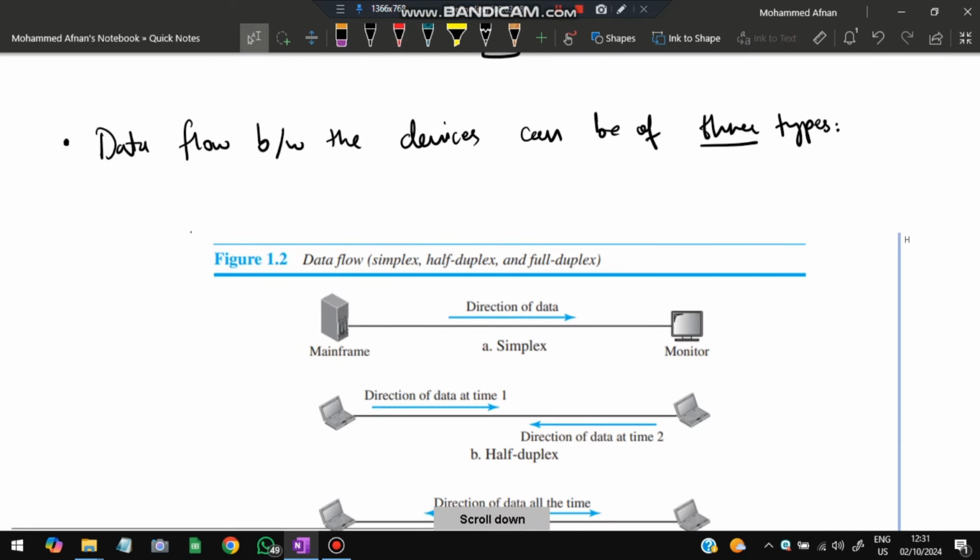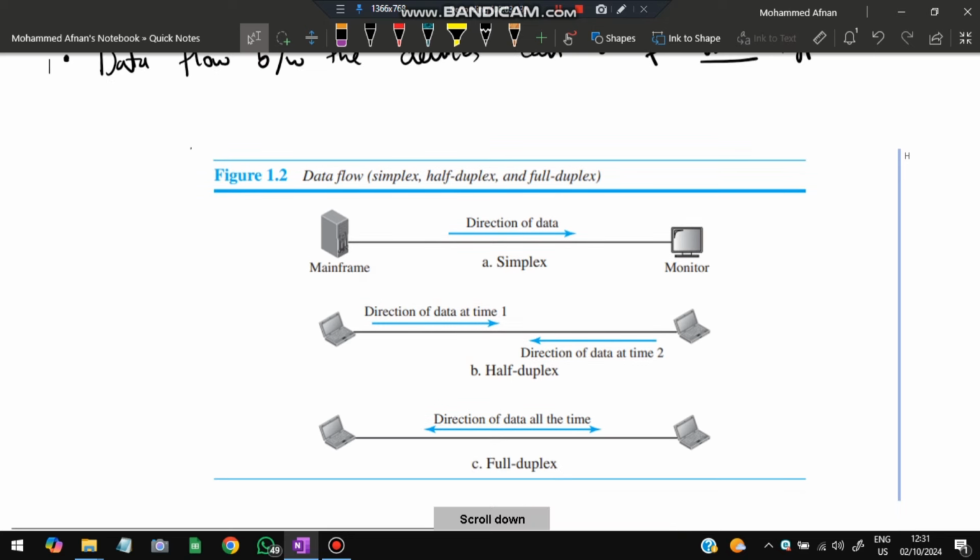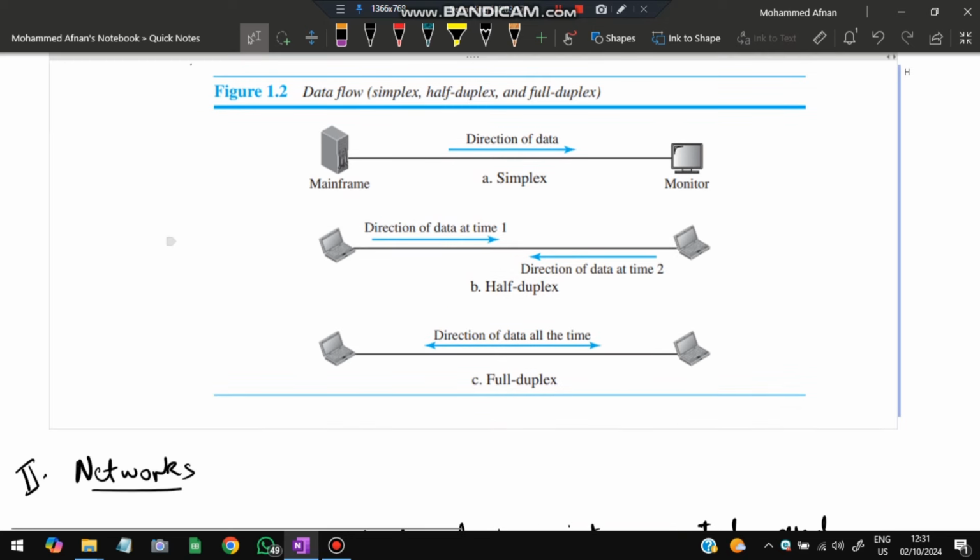Next, we have the data flow between the devices, which can be of 3 types. This is also a very important question. What are the 3 types of data flow? The first one is simplex. What do you mean by simplex? As you can see, the direction of data is single here. It is getting transferred from the source to the destination. It is unidirectional. The data cannot be sent back from monitor to mainframe. That is called simplex mode.